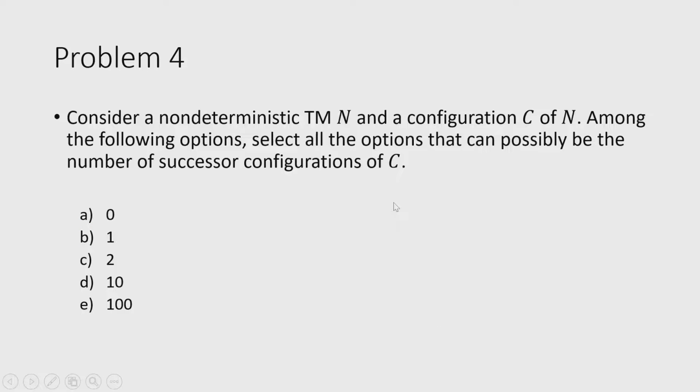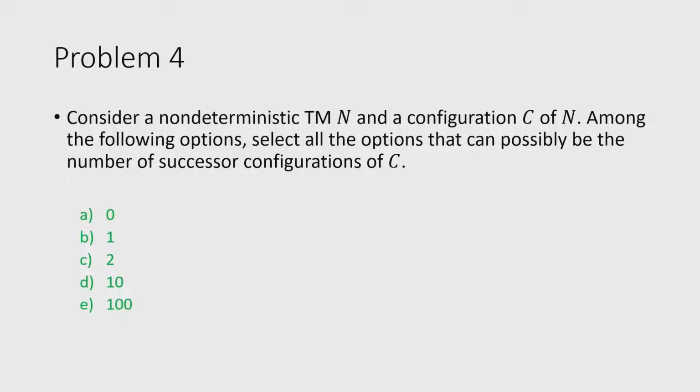Now let's move on to the fourth problem. Consider a non-deterministic Turing machine N and a configuration C of N. We have just seen what a configuration is in the previous problem. Among the following options, select all the options that can possibly be the number of successor configurations of C. So what this question says is that suppose we are in a configuration C, and after N makes a transition, how many new configurations can it be in? The options are 0, 1, 2, 10, and 100.